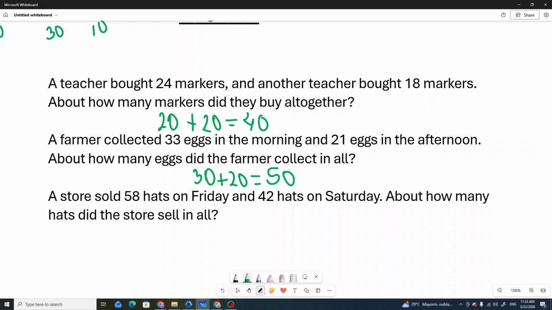And then a store sold 58 hats on Friday and 42 hats on Saturday. How many hats did it sell in all? Okay, so 60, I'm rounding up, and then 40 is going to give me around 100 hats, okay? So I hope you understand.